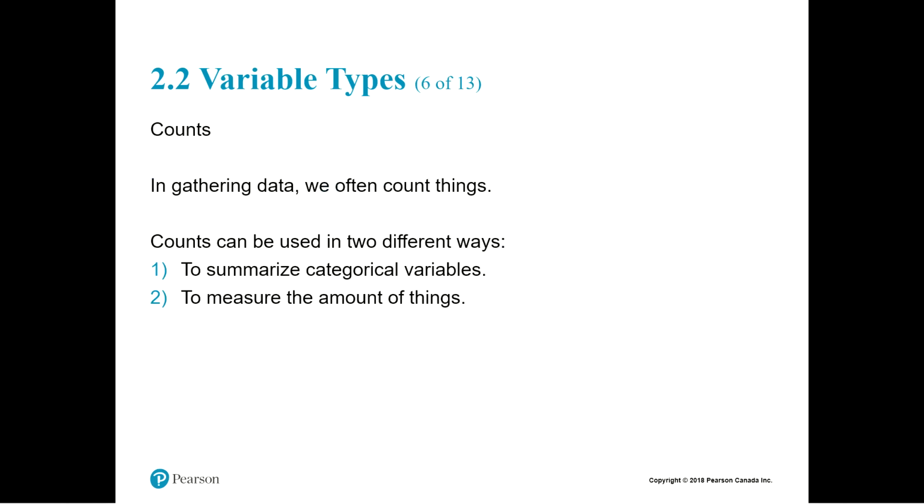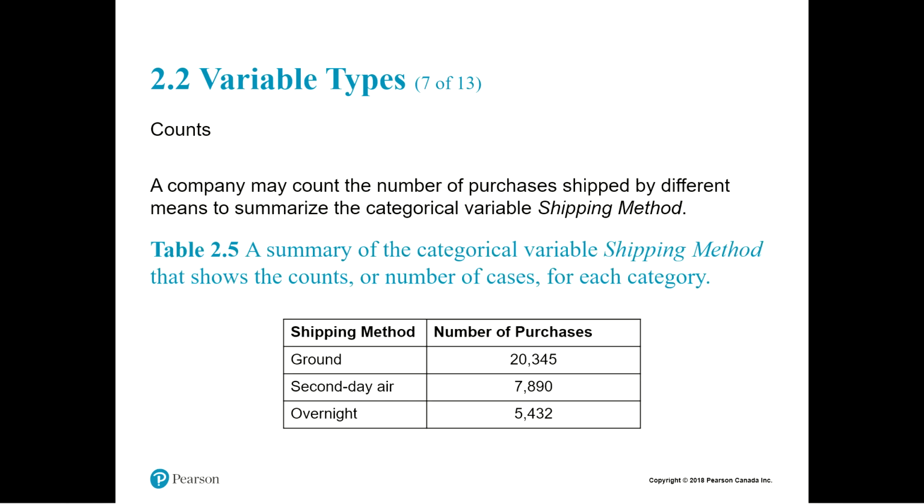There's also counts. In gathering data, we often count things. Counts can be used in two ways: to summarize categorical variables, which we just saw, and to measure the amount of things. So let's say a company may count the number of purchases shipped by different means to summarize the categorical variable shipping method. Here is an example. Shipping methods: you have ground, second day air, and overnight, and the number of purchases based upon the shipping method.